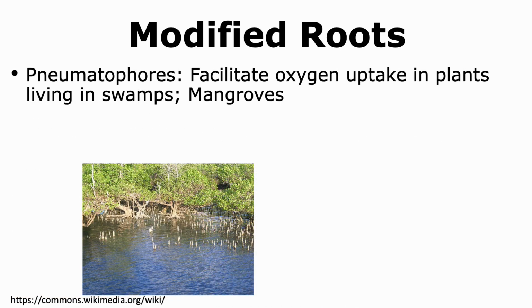Pneumatophores are modified roots found in plants like mangroves that live in swamps. The pneumatophores extend out of the water to facilitate the uptake of oxygen, since the muddy soil in which the plant grows is poor in dissolved oxygen.